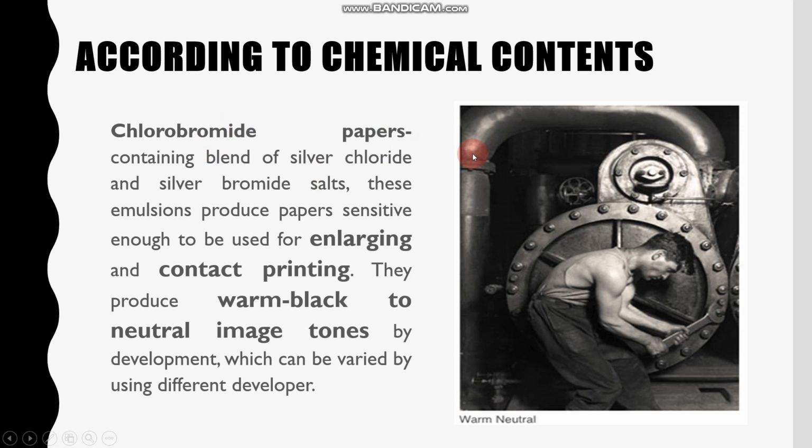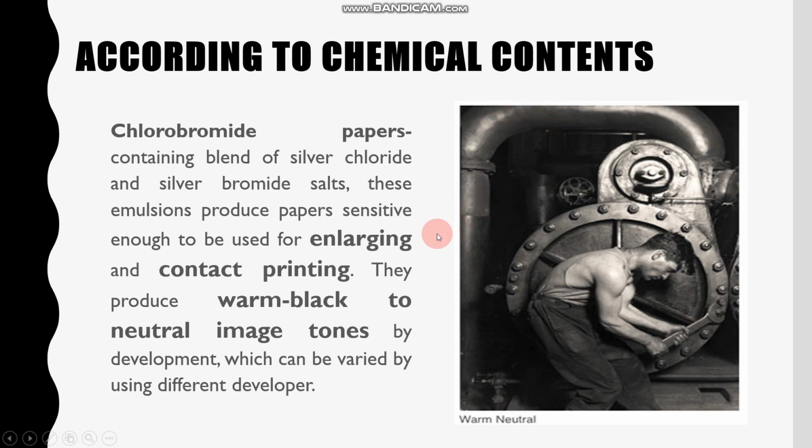So chlorobromide, containing blend of silver chloride and silver bromide salt. So kailangan lang naman tandaan yan, yung kanyang composition. So these emulsions produce paper sensitive enough to be used for enlarging and contact printing. So kung kanina si chloride for contact printing lang, ito, pwede mo siyang magamit sa enlarging. So they produce warm black to neutral image tone by development, which can be varied using different developers. So it is one of the example ng kanyang end product using the chlorobromide papers.